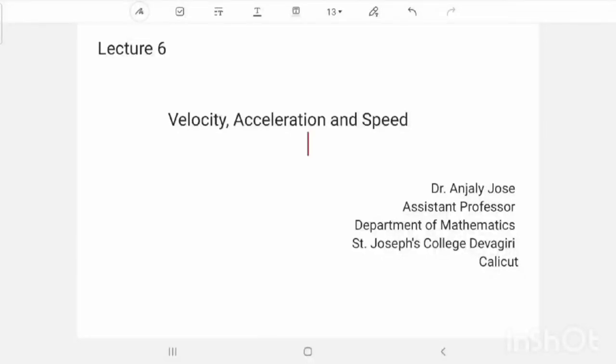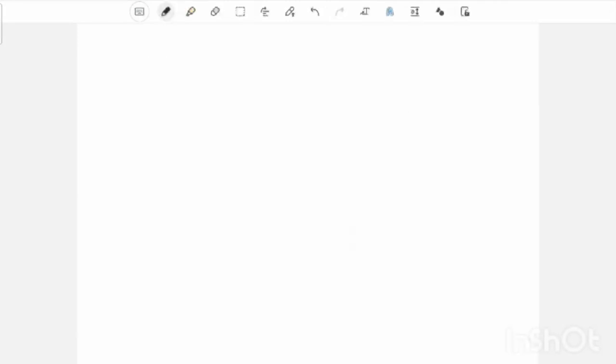This is a continuation of our lecture series on vector valued functions, and now we are discussing velocity, acceleration and speed of a moving particle. Suppose a curve C represents the path of a moving object. For example, if C represents the flight path of a plane, then we can represent C by a vector function.